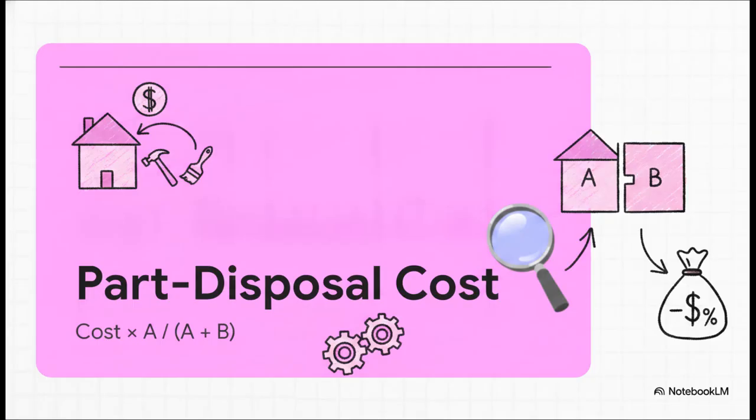Okay, here is your golden rule, the universal part disposal cost formula. It applies to both your original cost and any enhancement expenditure that applies equally to the whole asset. To find your allowable cost for just the part you're selling, you take the original cost and multiply it by A over A plus B.